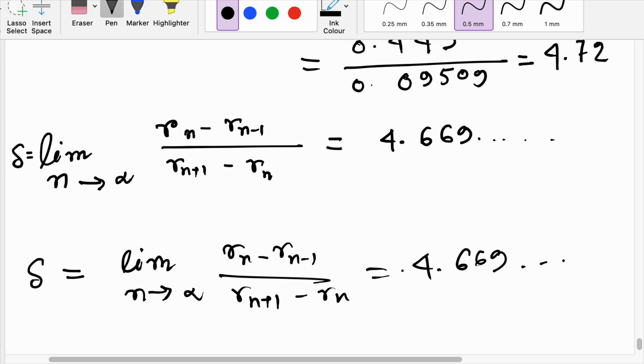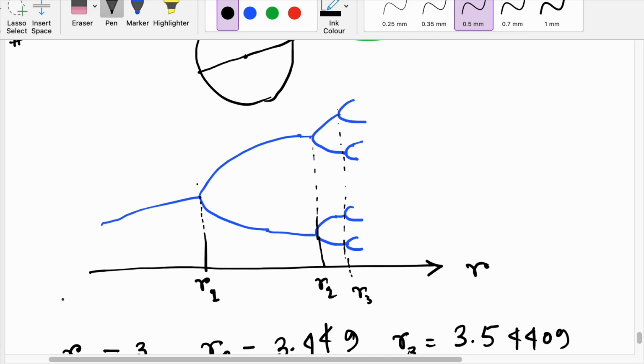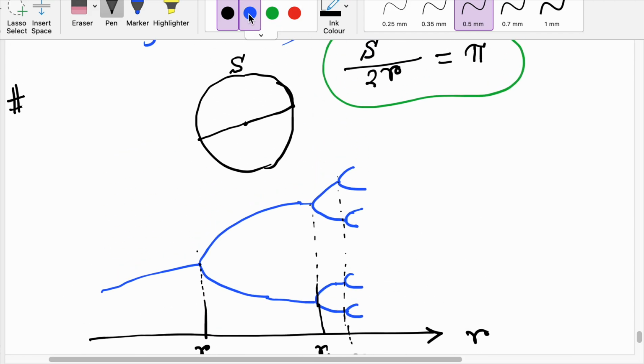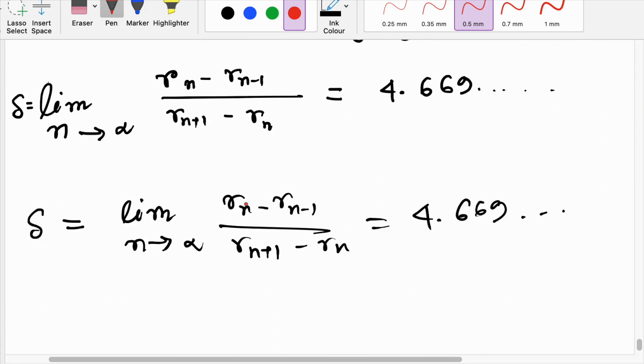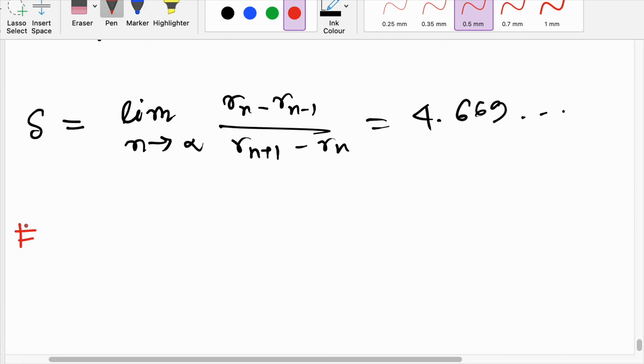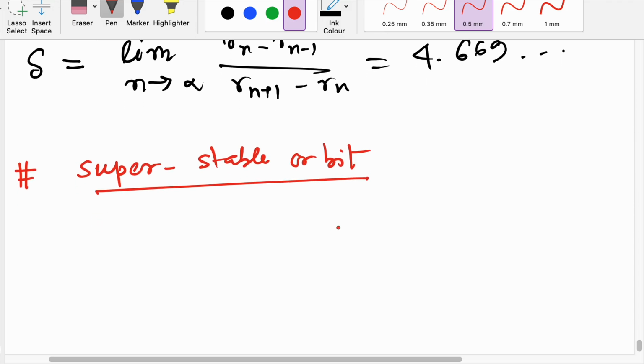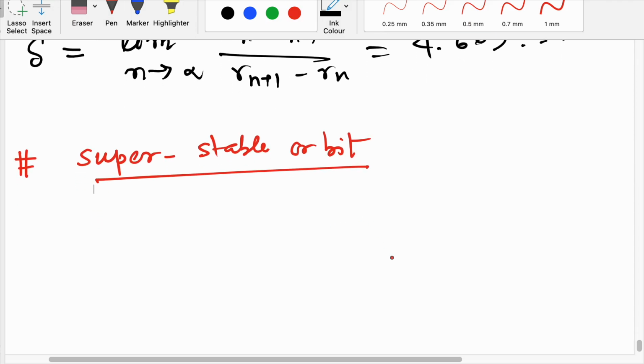So this is not the only universal constant; there is another universal constant. Let me recall one thing, then I will go on. First recall the superstable orbit. We know the definition.